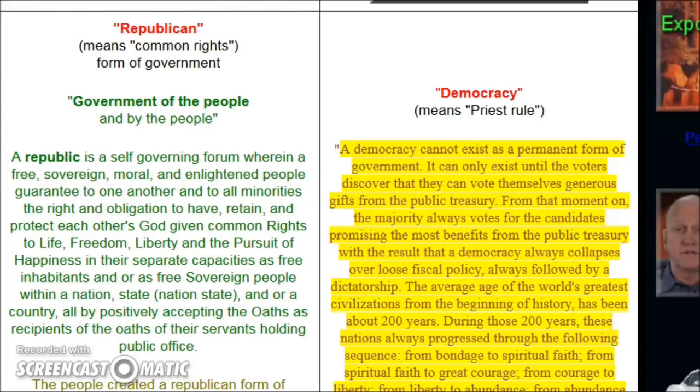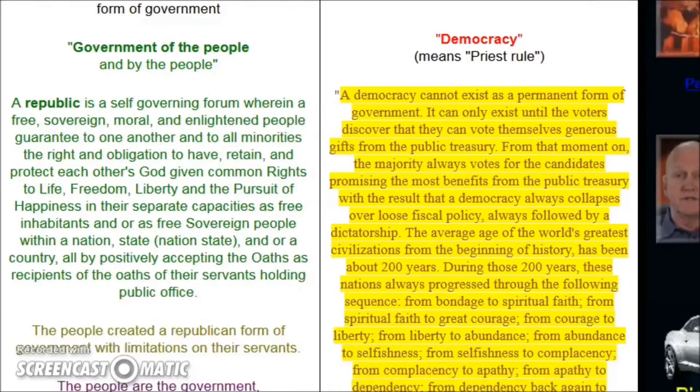So I'm ending here, and I'll include this wonderful website that somebody anonymous created comparing the two governments, the one that was created in 1776 and the one that was usurped in 1871, creating the corporation in the District of Columbia. And I'm going to close with this quote here.